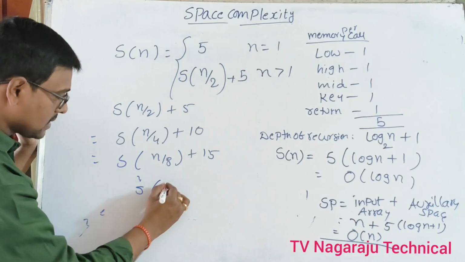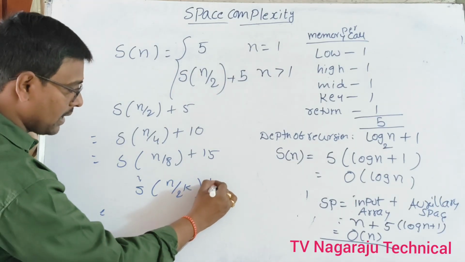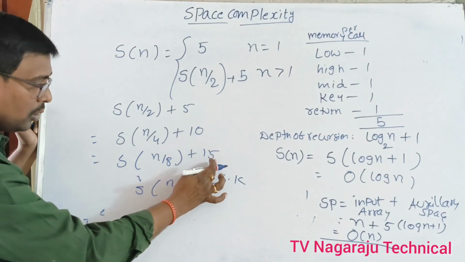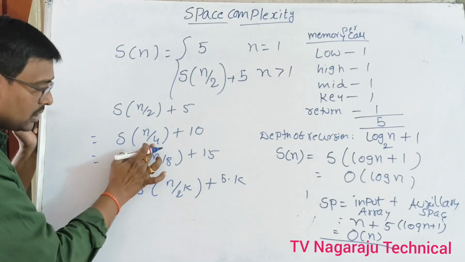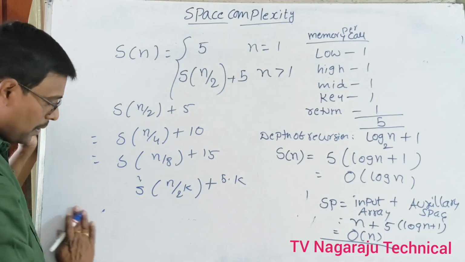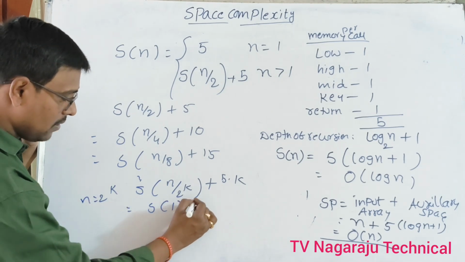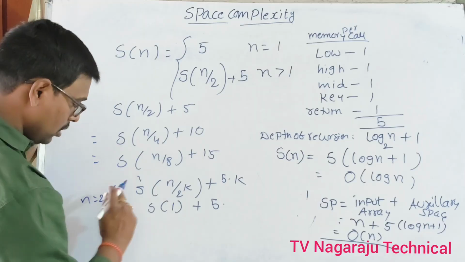So simply S of n by 2 power k plus 5 into k. So 5 into 1, 5 into 2, 5 into 3, 5 into 4. This is 2 square, 2 cube, 2 power k. If I assume n is equal to 2 power k, S of 1 plus 5 into k.